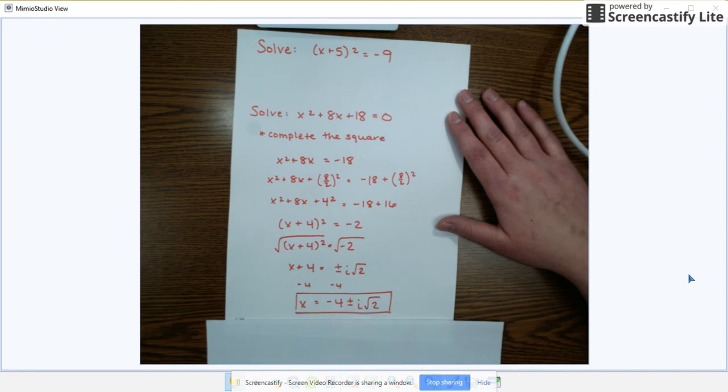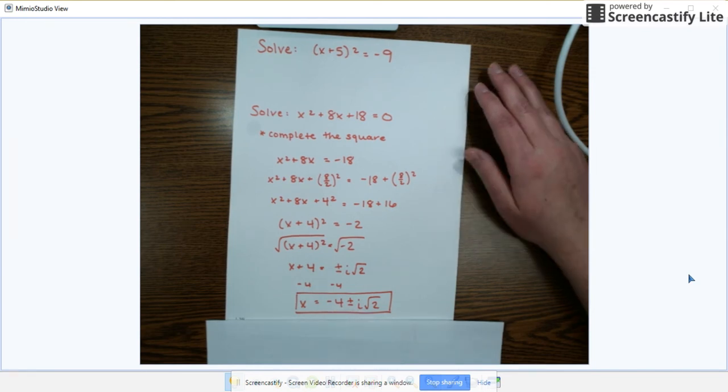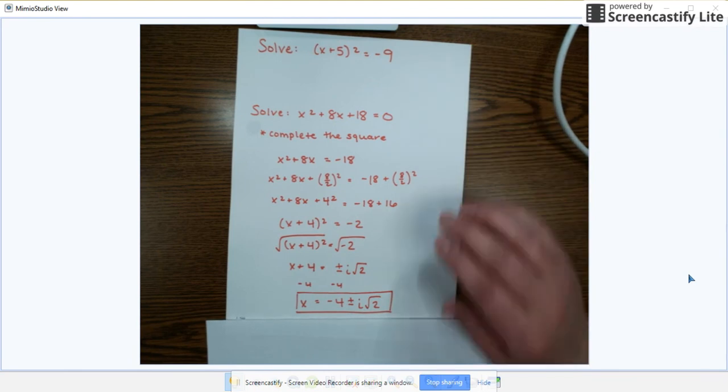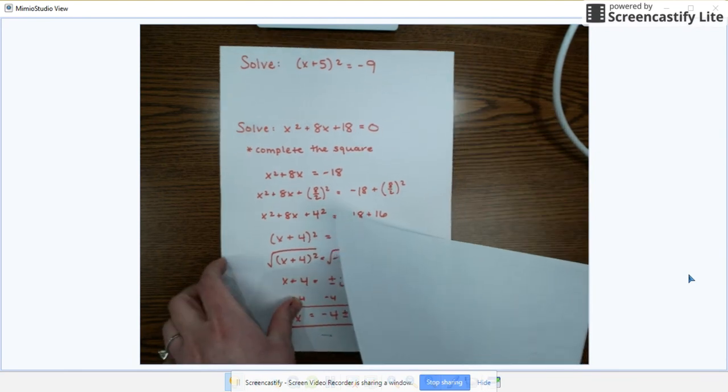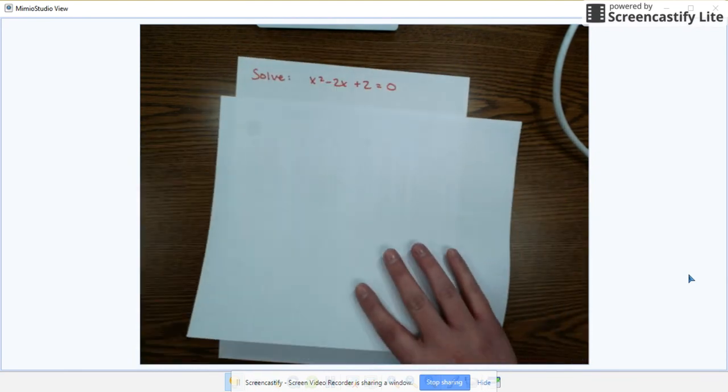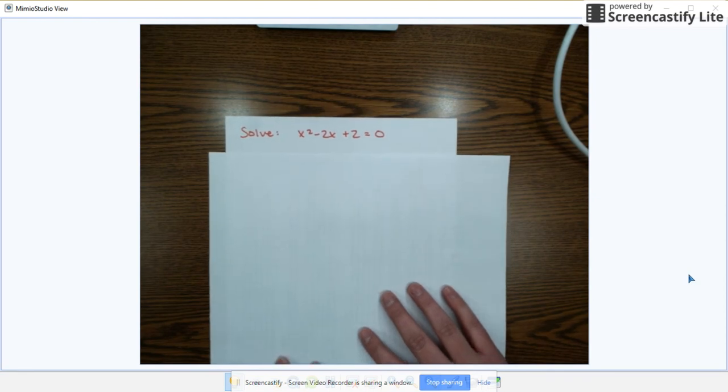Again, two different answers there. Quadratic, we're used to having two answers. Last thing I would like you to do is to simplify this one on your own or solve for x. Again, you'll have to complete the square.